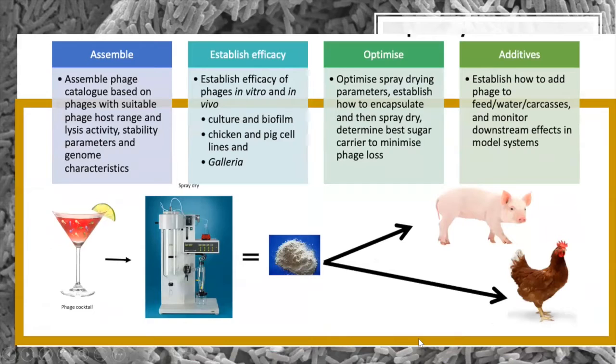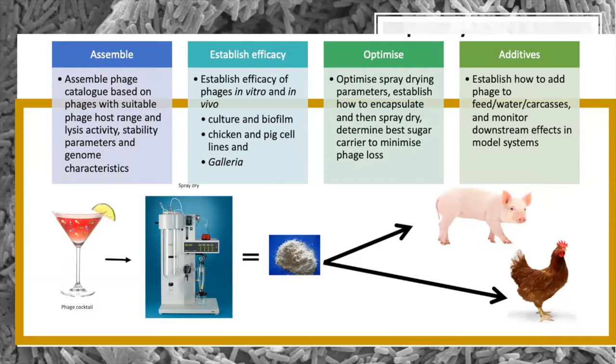The overarching aim is to develop a phage additive that we can add to feeds of pigs and chickens to control Salmonella. To do this, we assemble well-characterized phages and look at their infectivity, lysis parameters and host range features as well. From there, we can make cocktails, and we can test these cocktails in different infection models.